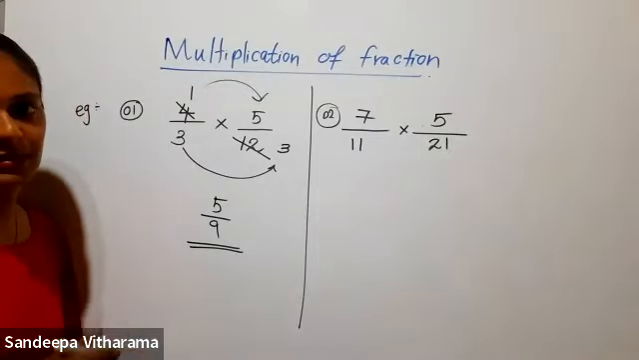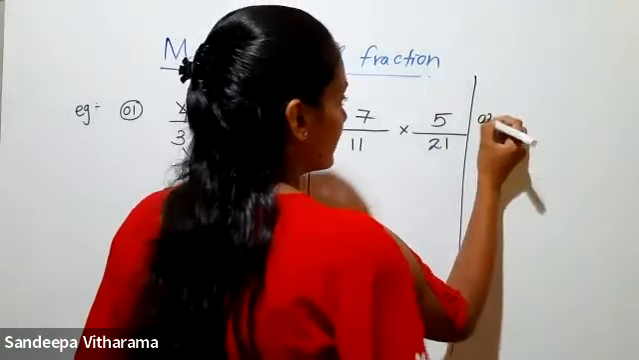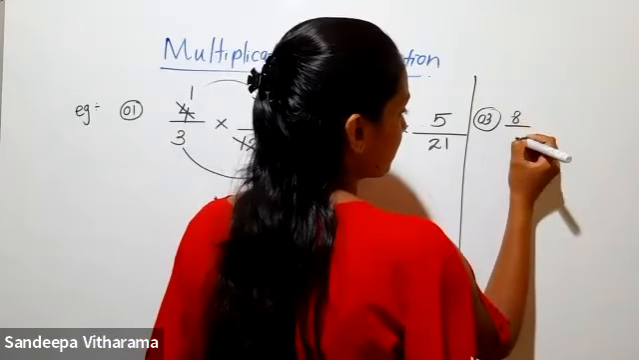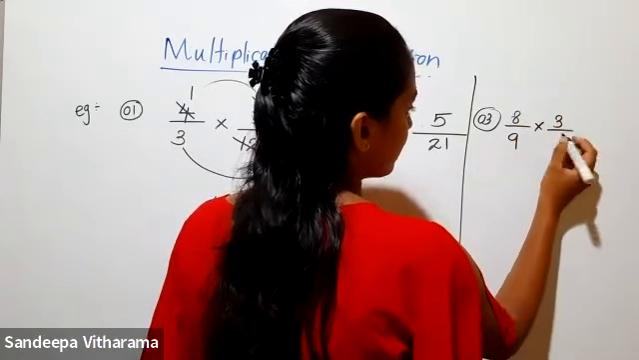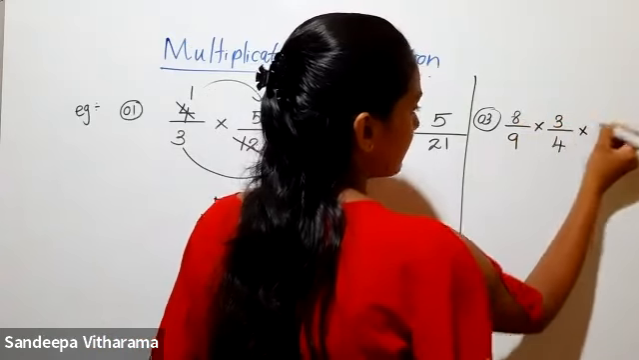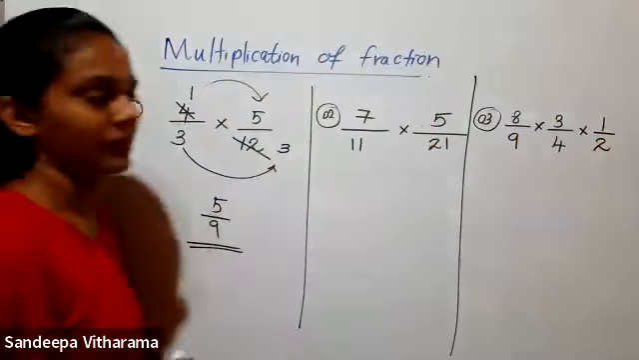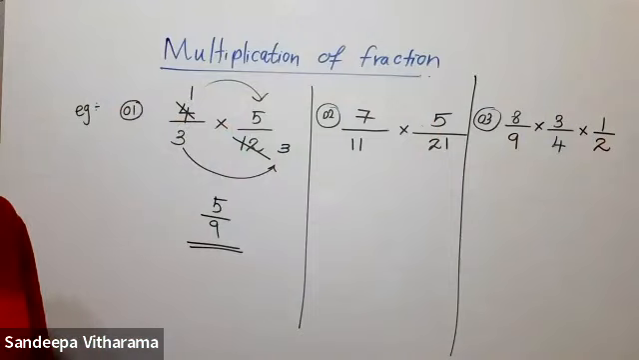Okay, do this one. Try this. The third one is here. Okay, try to do those. Identify the common factors of numerators and denominators and cancel.